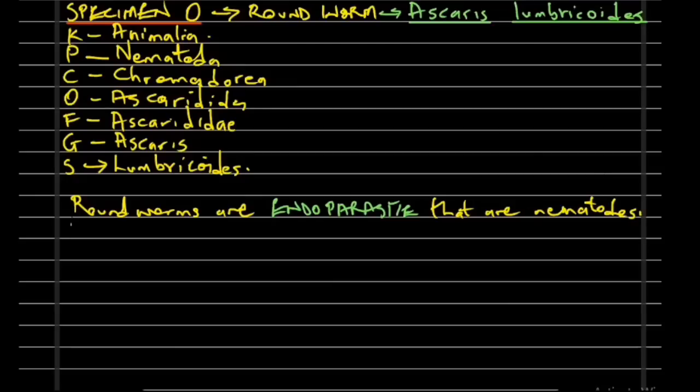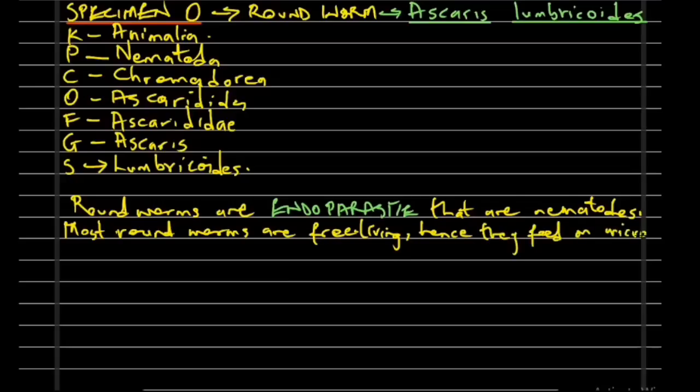Most roundworms are free living. Most of them are free living, and they feed on microbes, but there are many that are parasitic. The free living ones feed on microorganisms. But we have some parasitic ones. Many others are parasitic, and these are the ones that actually cause harm to other organisms.